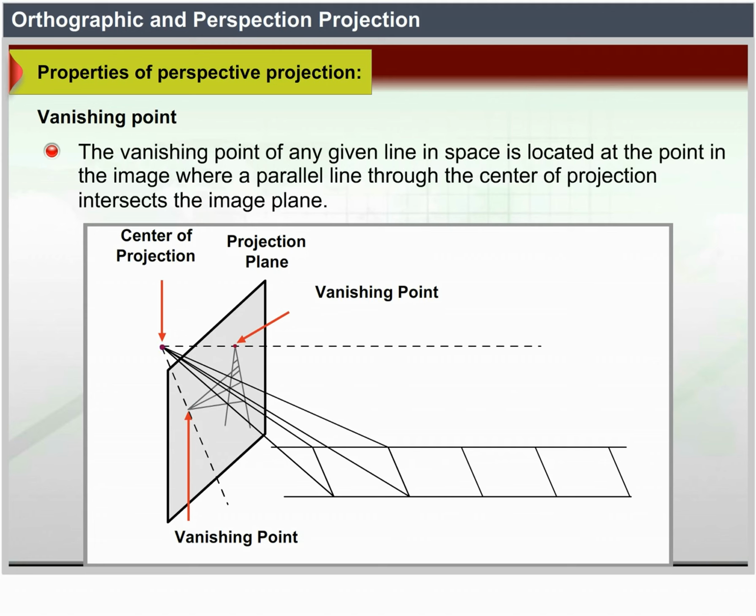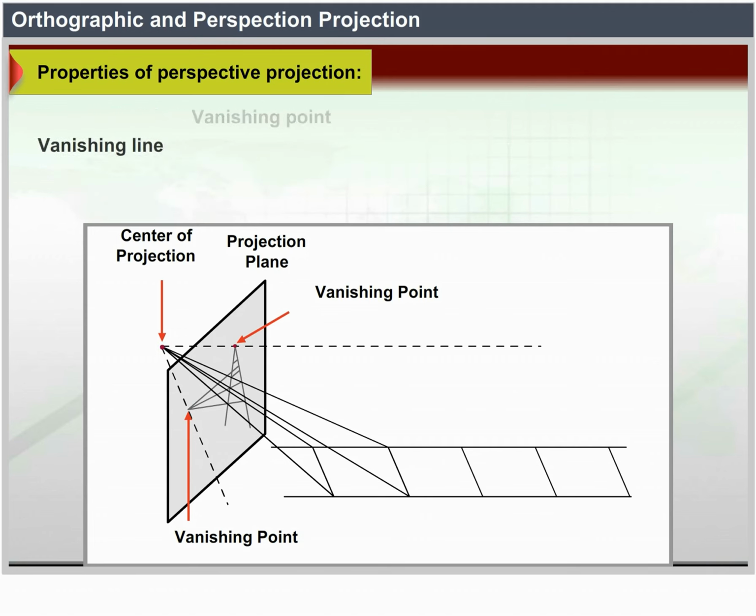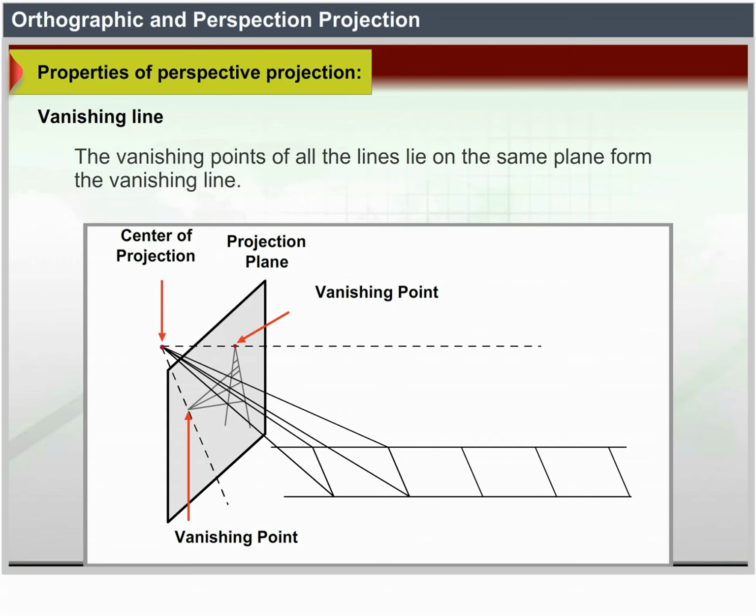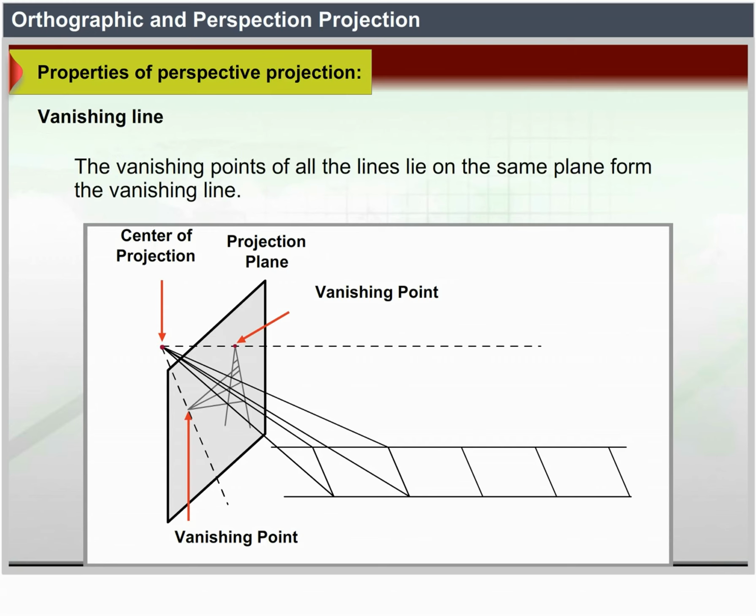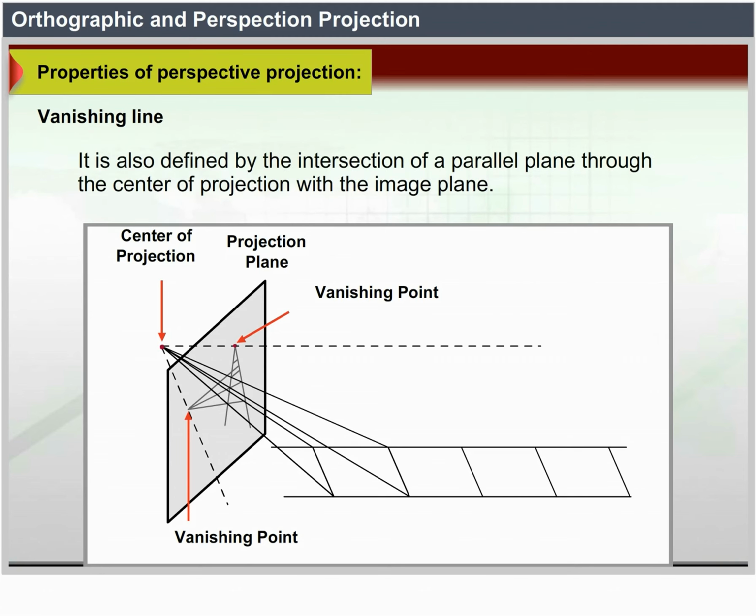Vanishing line. The vanishing points of all the lines that lie on the same plane form the vanishing line. It is also defined by the intersection of a parallel plane through the center of projection with the image plane.